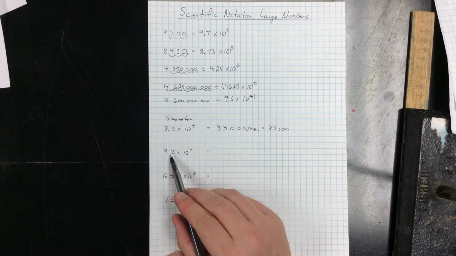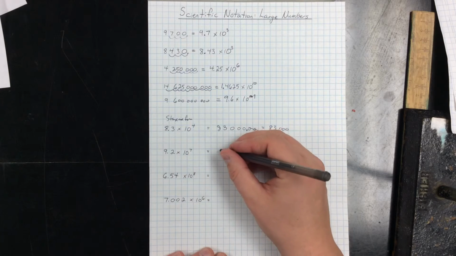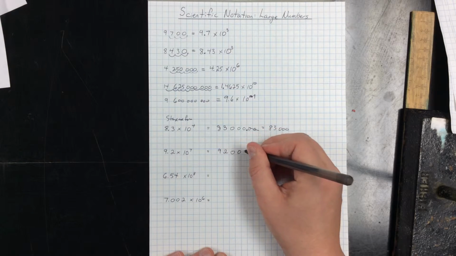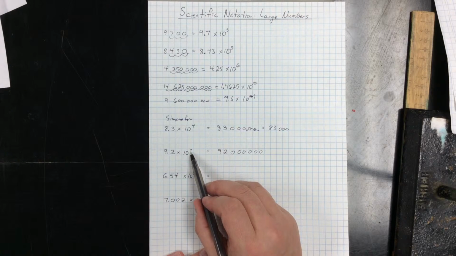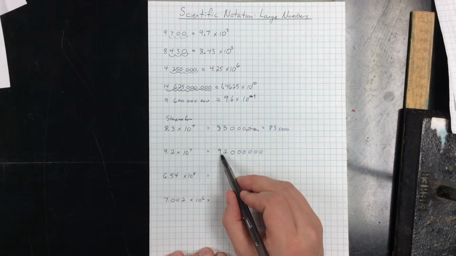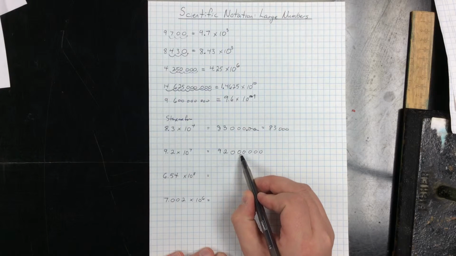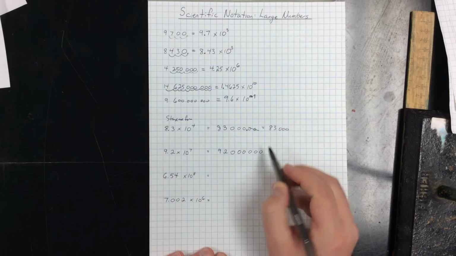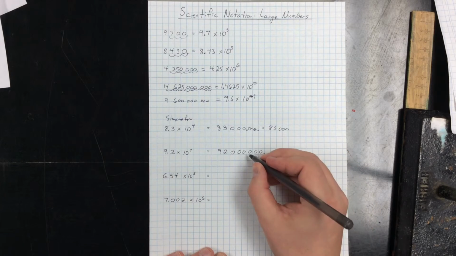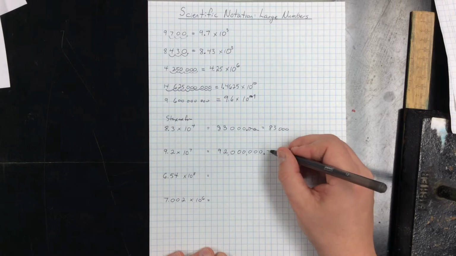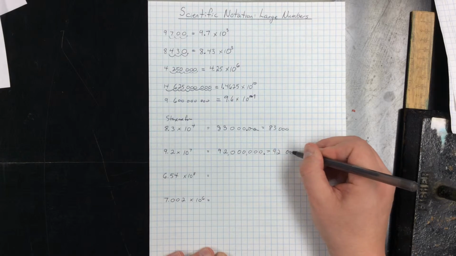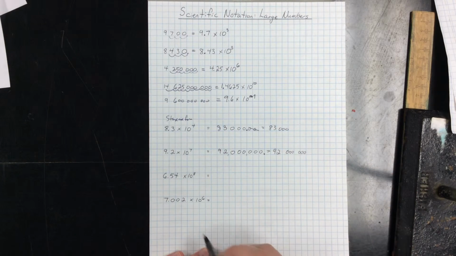All right, 9.2 times 10 to the power of 7 is scientific notation. I know it's going to be 9, 2. I'm going to have a bunch of zeros. I have to move my decimal place 7 places. I'm starting here. So 1, 2, 3, 4, 5, 6, 7. So I end up with 92 million. I'll write it in with proper spacing.